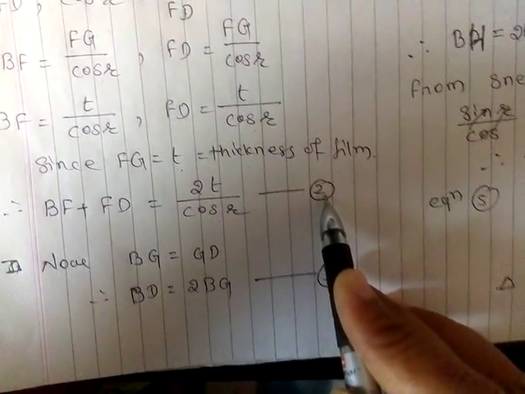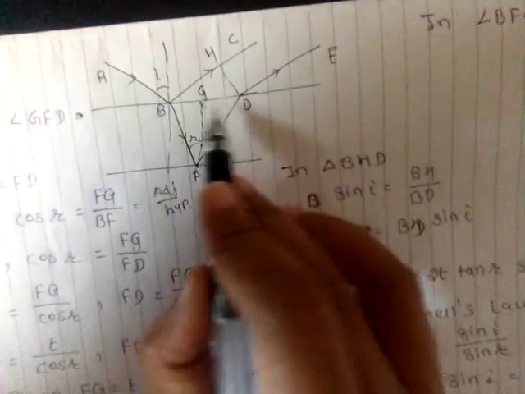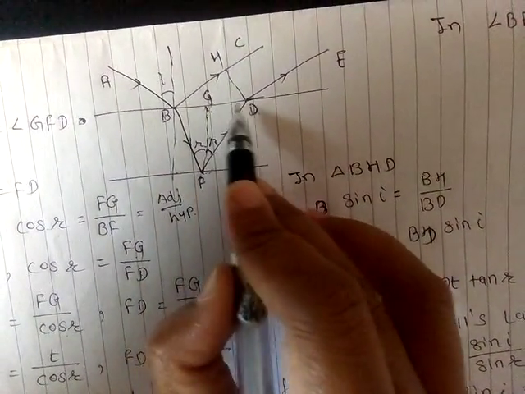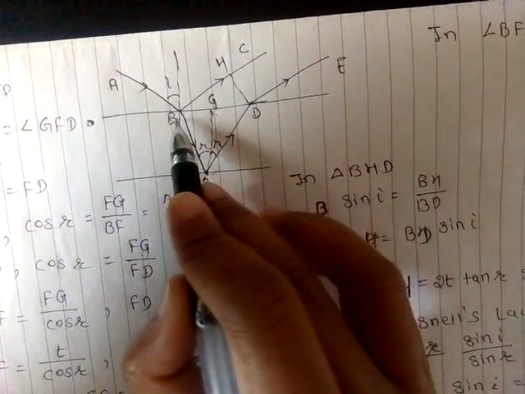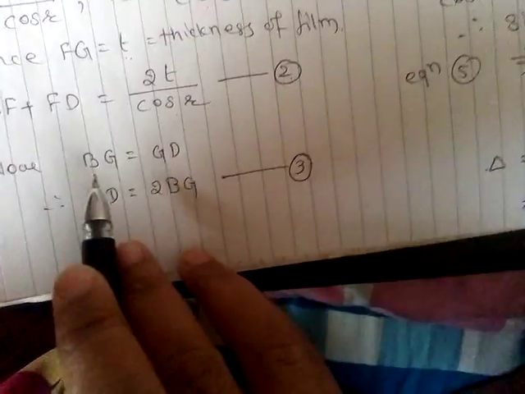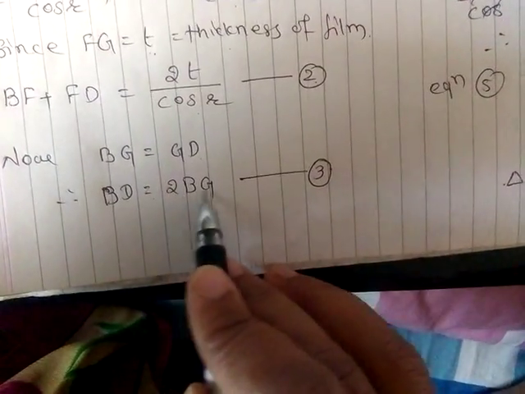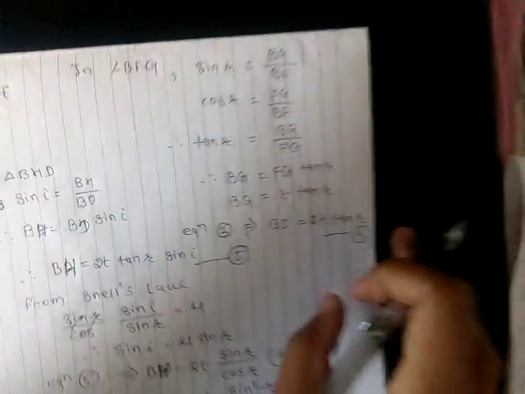This is equation 2. Now in BD, BG equal to GD, and therefore complete BD equal to two times BG. Here BG equal to GD and therefore BD equal to 2 times BG. This is equation number 3.